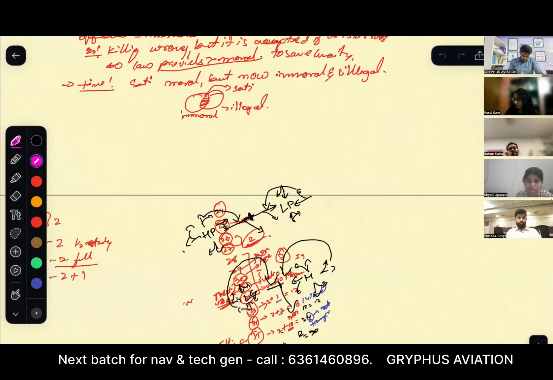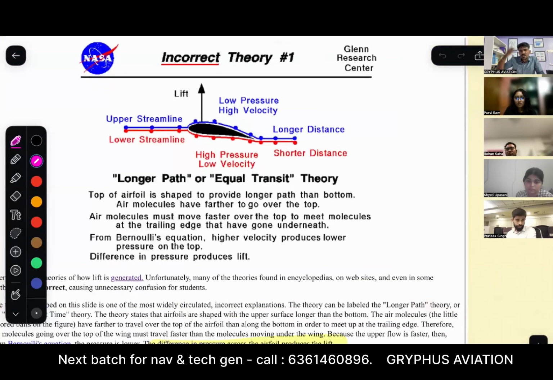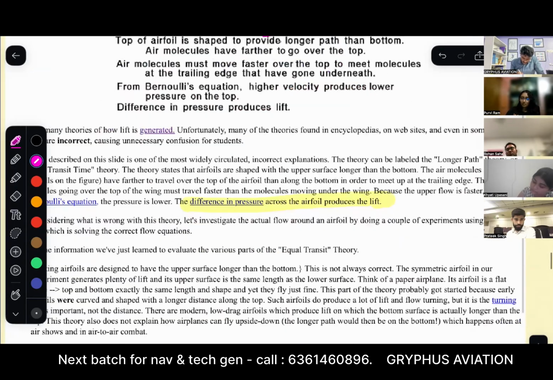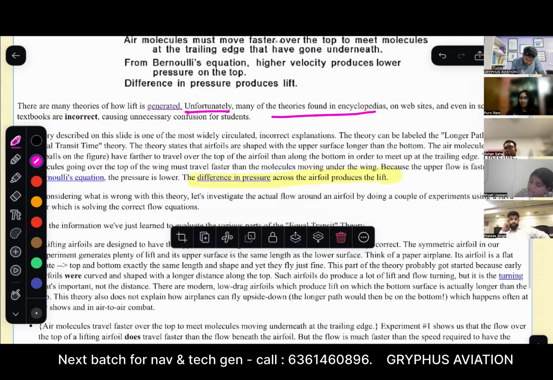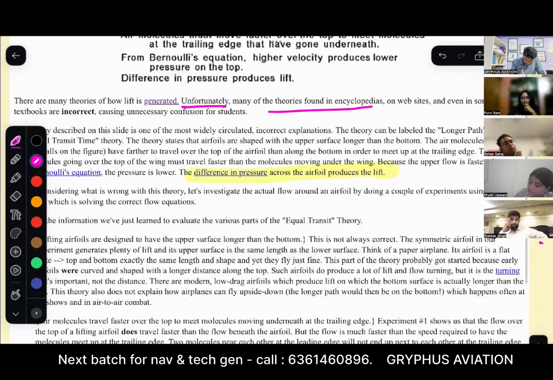Yeah, here. So that pressure difference theory, what you said, that is high pressure and low pressure creation, is basically called the longer path or equal transit theory. I'll not go into that. It is more or less the same, high pressure and low pressure creation. But NASA has clearly denied this. Unfortunately, many of these theories on websites or encyclopedias are incorrect. So that pressure difference theory was rejected even by NASA. And you can see in your Oxford also, they have given the correction.